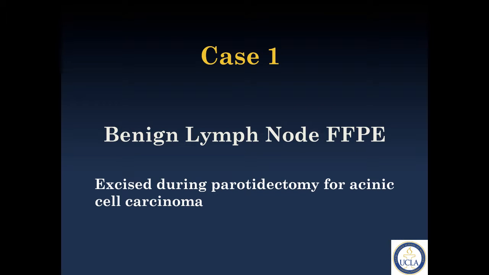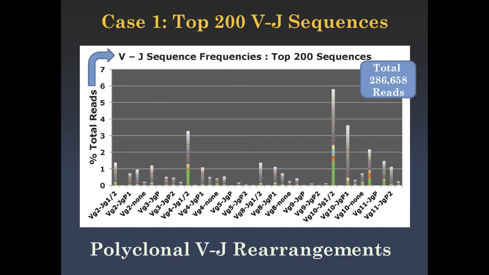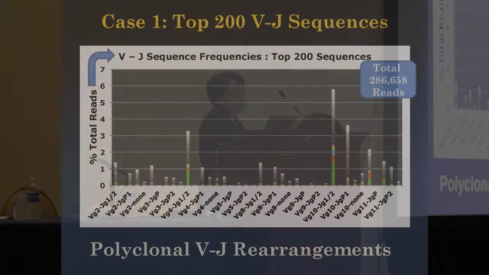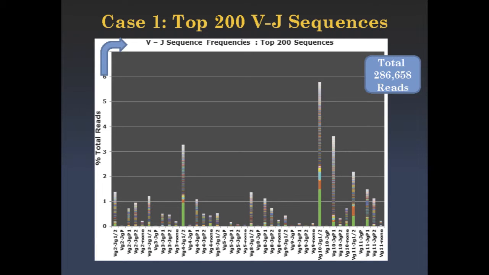First case, I start with a benign lymph node. I'm a pathologist. I need to first understand the normal before I can say what is atypical, what is lymphoma. This shows you one of the views that Mike just showed. The software gives this to you: the top 200 rearranged VJ sequences. And as you can see, this data is based upon 286,000 something reads. And all these little colors, each of these represents a unique rearranged sequence. And that is a typical polyclonal VJ rearrangement picture.